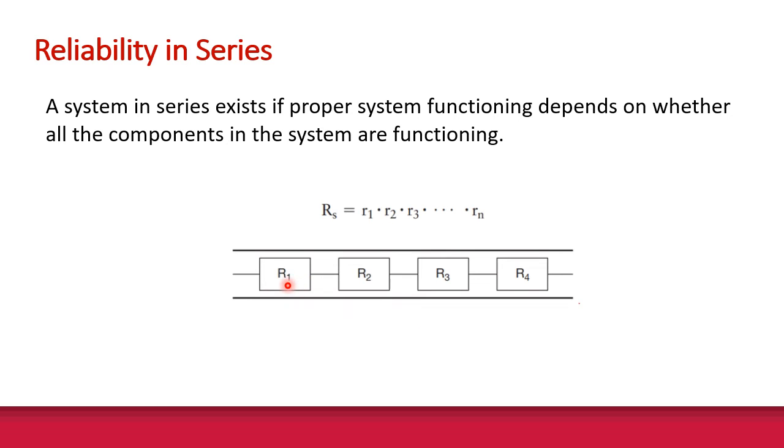So maybe this is our television set, and inside the television set, there's our picture tube, there's a power source, there's the electronic components that get the signal in and signal out, etc. So each one of these has a certain reliability. So the overall system reliability is simply the product of each individual reliability.